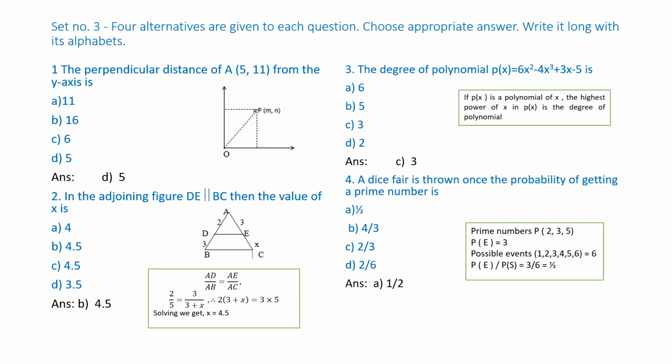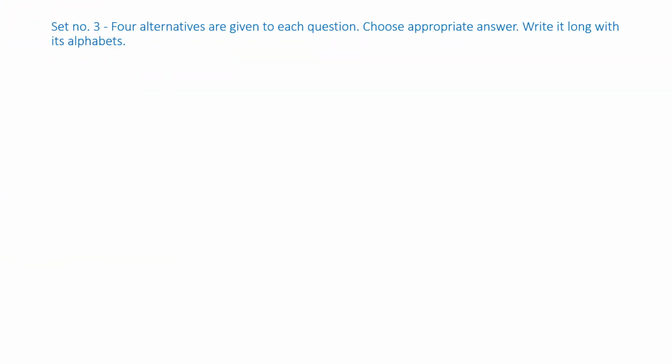Now, let us take up question number 5. If 2 secant theta equals 4, then the value of theta in degrees is: option A, 30; option B, 45 degrees; option C, 60; and option D, 90.